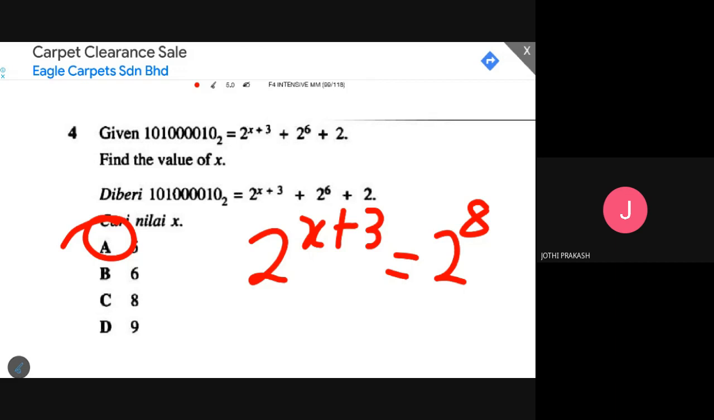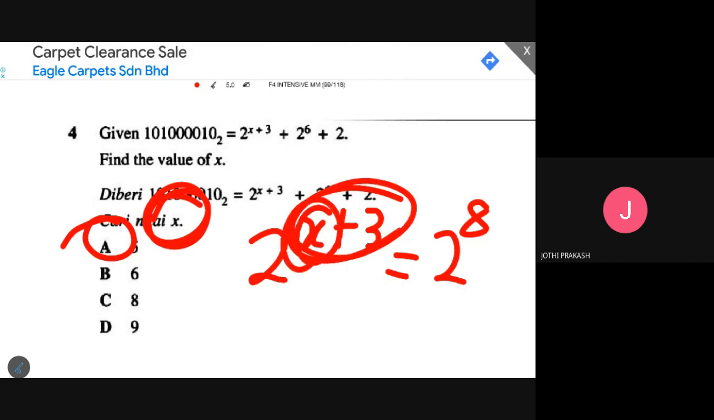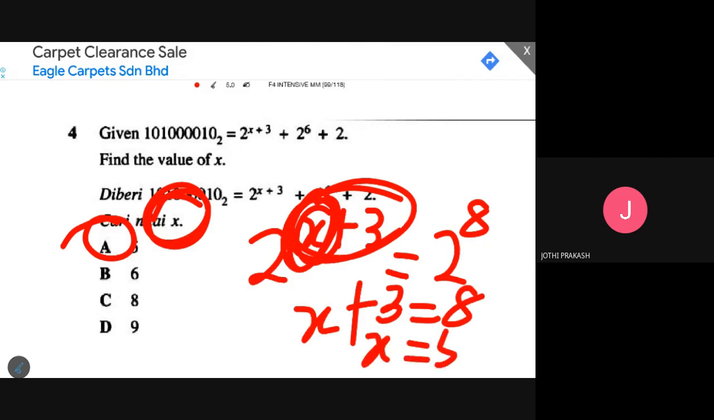This is your mistake. They want the X value, guys, not this value. Mereka hanya nak X, the one inside here. So you need to compare. So this is why the answer is 5. Okay. Yang ni twice saja. Just a careless mistake. So your answer should be A.